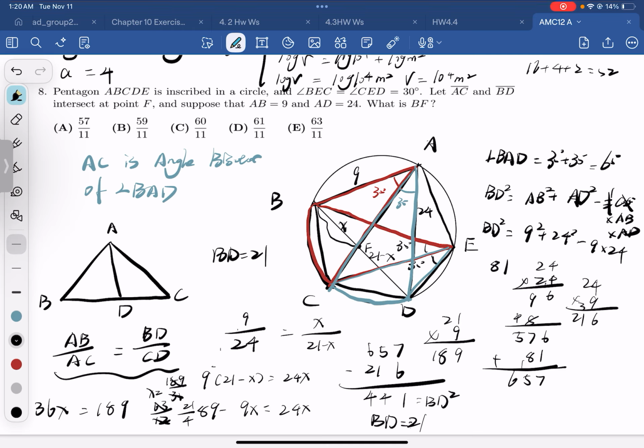Wait. That's interesting. Did I miss something? Yeah, it's 33X, because it's 24 plus 9X. So we divide by 3, it's 63 over 11. So we got E for this one.